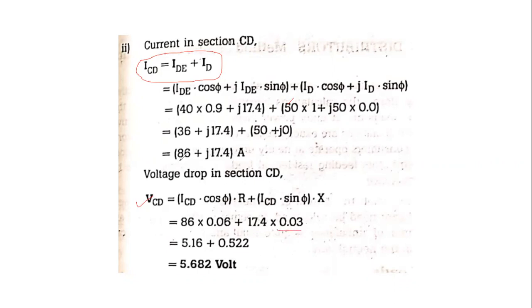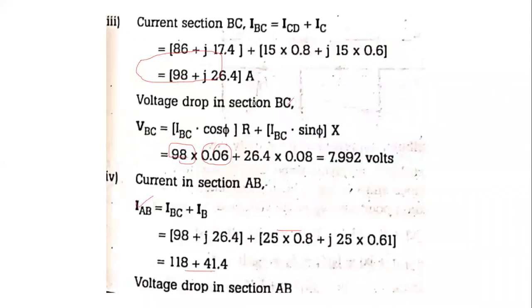This is the ICD cos phi value and this is the ICD sin phi value. Then we multiply ICD cos phi into R and ICD sin phi into X. Then we obtain 5.682 volts. This is the voltage drop across the C to D section.